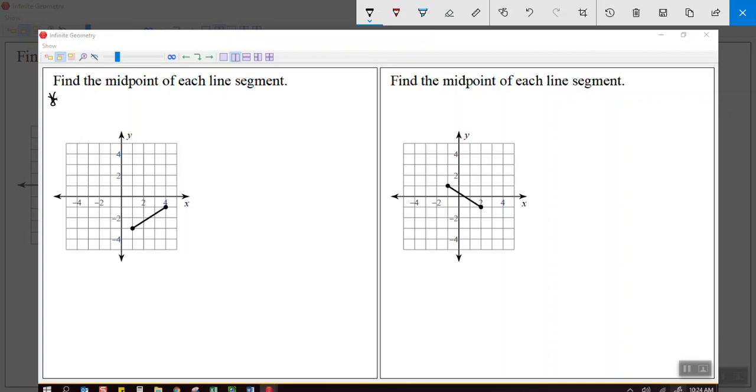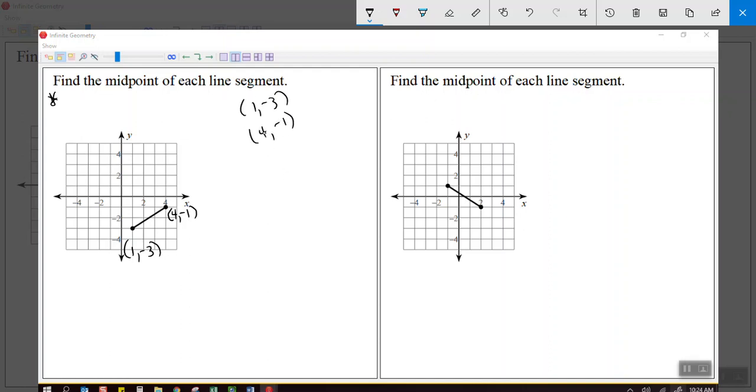Okay, so the next two problems are finding the midpoint of the line segments. Now you can go both ways. You can read the coordinates. So for example, this one will be 4, -1. And this one would be 1, -3. Now you have two coordinates, 1, -3 and 4, -1.